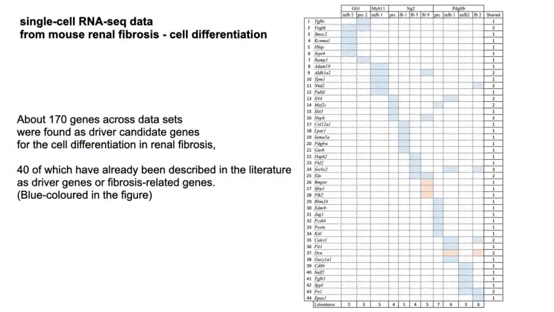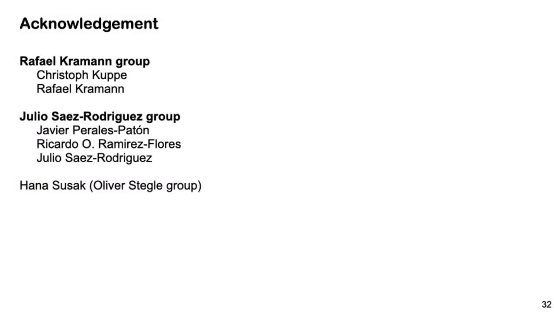I reviewed 170 genes across our dataset, and 40 of them have been already described in the literature as driver genes or fibrosis-related genes. I really appreciate the Lafayette group, the Julio group, and the Oliver group.